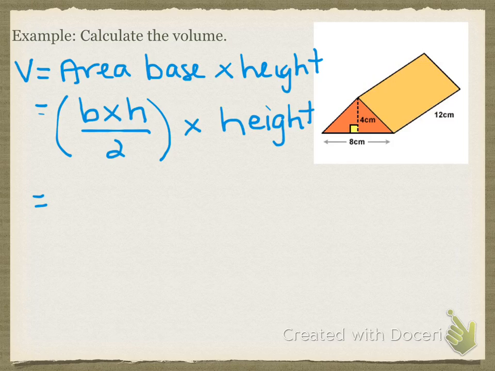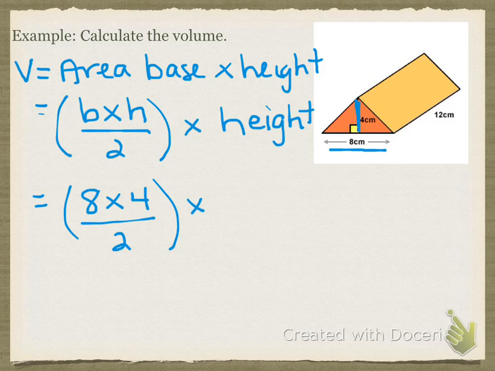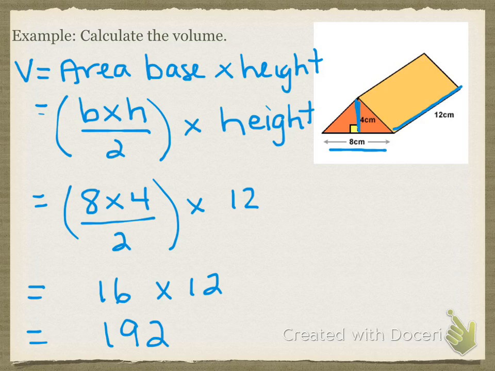So if I put in my numbers, the base is right here, so 8, times the height of my triangle going up and down, which is 4, and I have to divide that by 2, and then I have to multiply with the height of the prism, which is right here, and that's 12. Well, 8 times 4 is 32. 32 divided by 2 is 16, and 16 multiplied by 12 is 192. We need a unit of centimeters, and because we are doing volume, that makes it centimeters cubed. So 192 centimeters cubed.